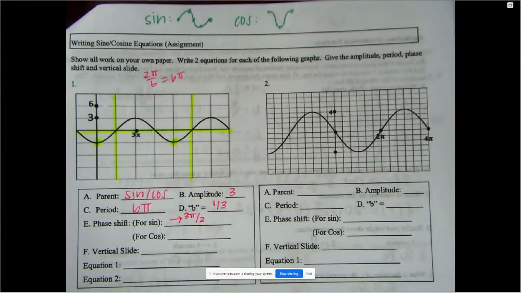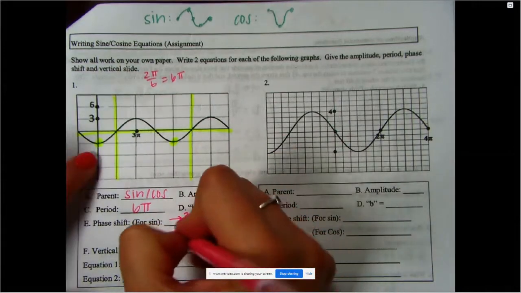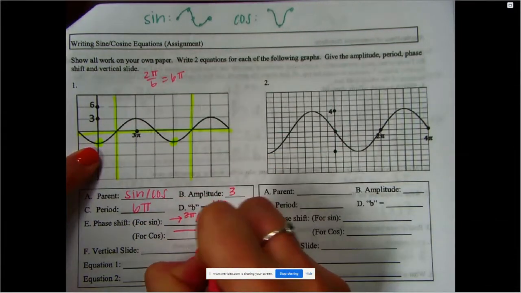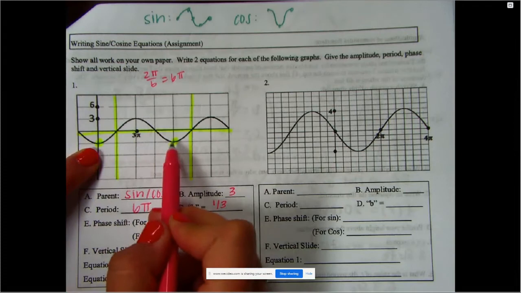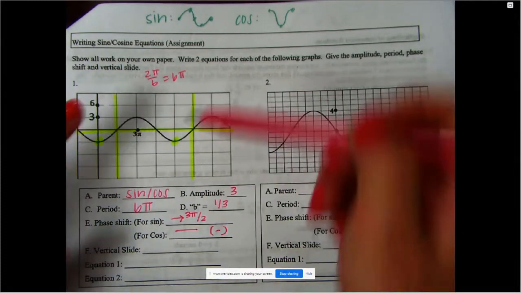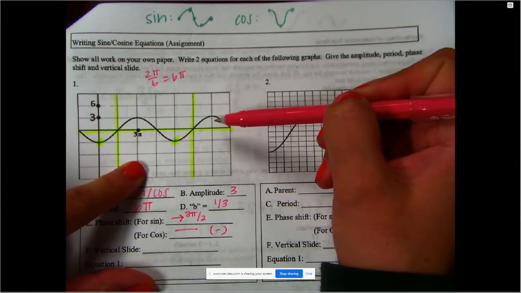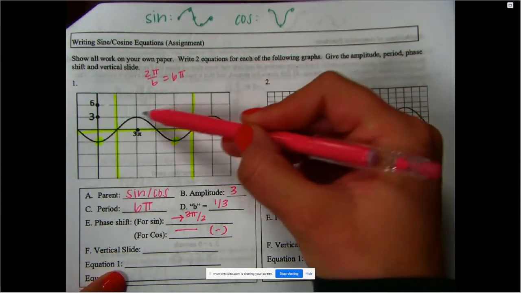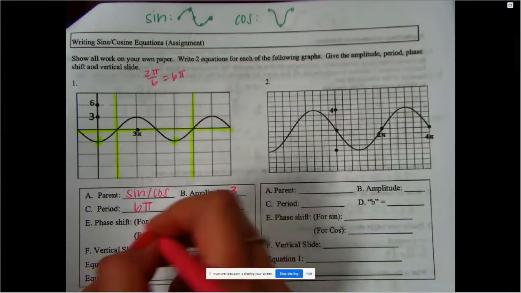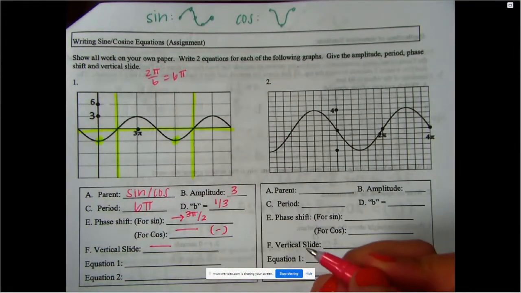So in order to avoid a phase shift, I'm going to start there and end on the next min. So my cosine that I chose is not going to have a phase shift, but I need to remember that my graph is going to be negative. If you wanted to pick a positive cosine, you might have picked here and here, and then you would have had a phase shift to the right 3 pi. The vertical slide is where the sinusoidal is. It's on 0. And now we're ready to write our equations.